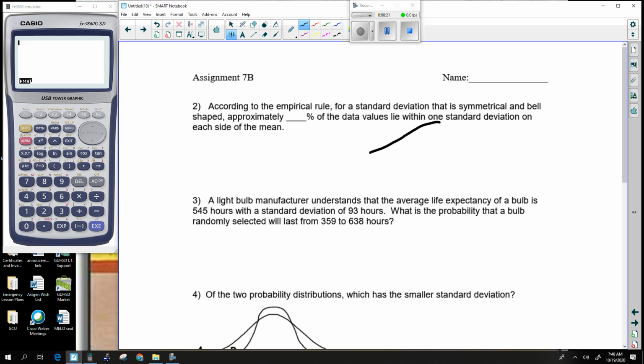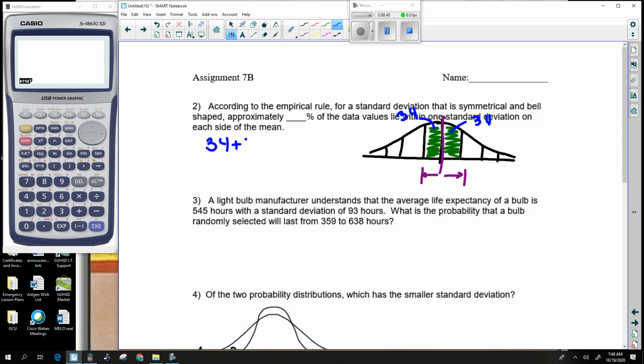Within one standard deviation. So again, if this is the average, within one means 1 up, 1 down is within 1. Okay, so if this is 34, this is also 34. That would mean that this is 34 and 34, which is 68.